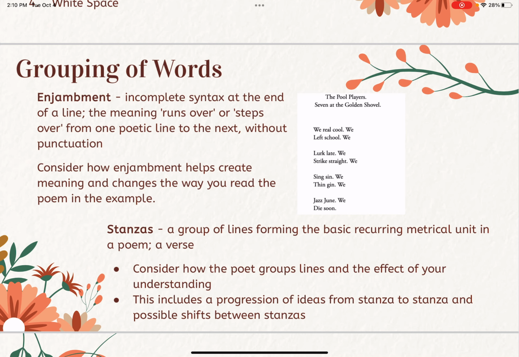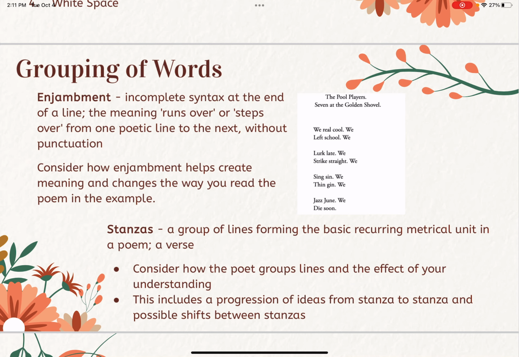of enjambment. Now, if I had broken up the sentences or the words and I had asked you to put these together, you probably would have put we real cool, we left school, we lurk late, we strike straight, as individual lines. But as you can see here, the poem has enjambment. So instead it's we real cool, we left school, we lurk late, we strike straight. So it changes the way you read it. So that's really, really important and obviously incredibly intentional from the poet.